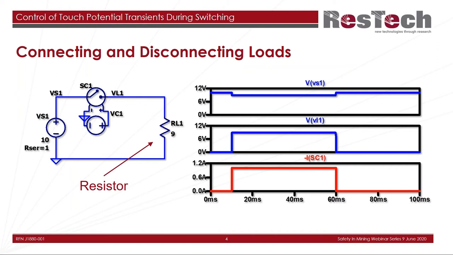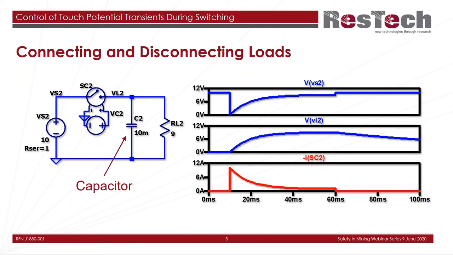But let's go a little bit more complex now. Let's put a capacitor into the circuit. Okay. So here we put in a capacitor in parallel with the resistor. Everything else in the circuit remains the same.